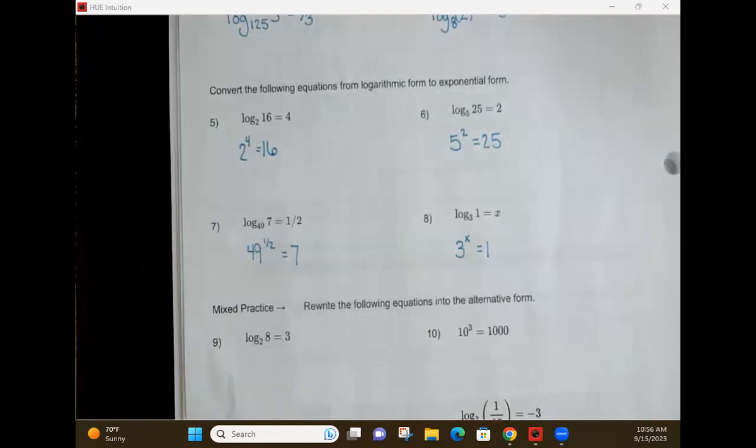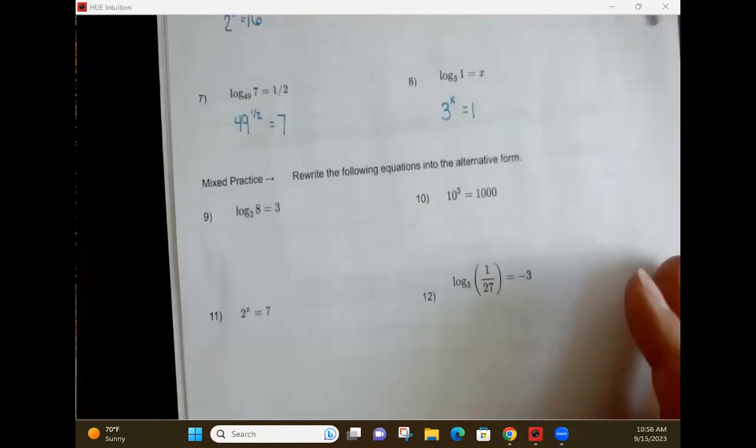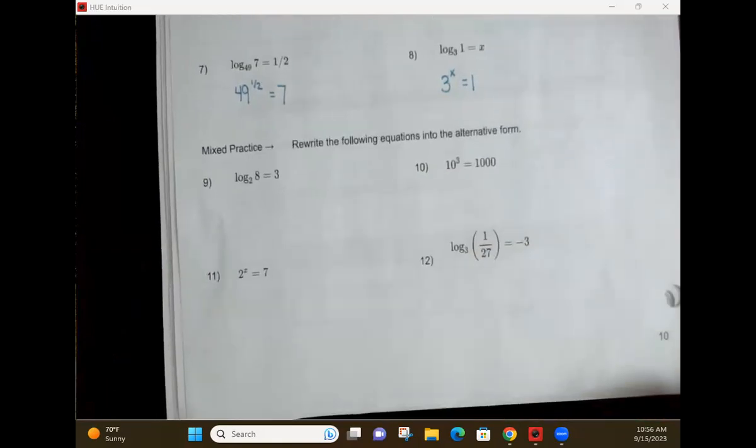Questions for me so far? Okay. In the next section, we've got our forms mixed together. So we did 4 of change the exponential to a log. We did 4 of change the log to an exponential. Now we've got them mixed together. So in that bottom section, if I start with a log, we want to change it to an exponential. If I start with an exponential, we want to change it to a log.